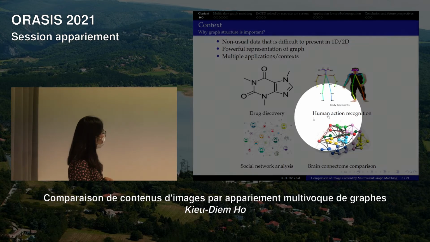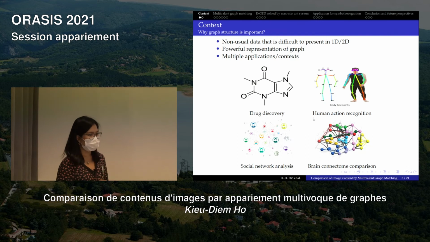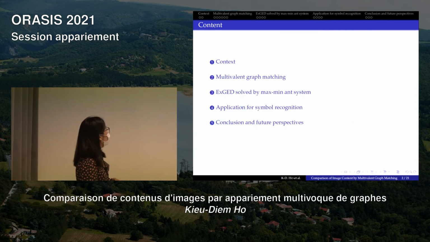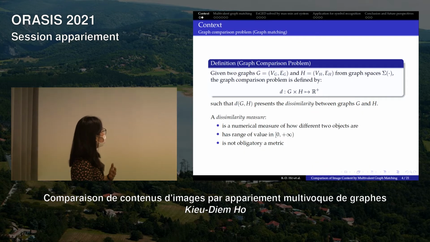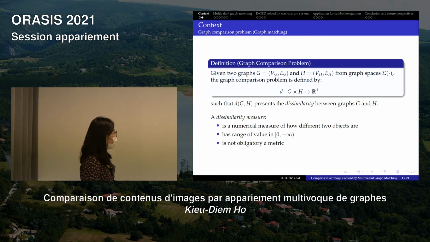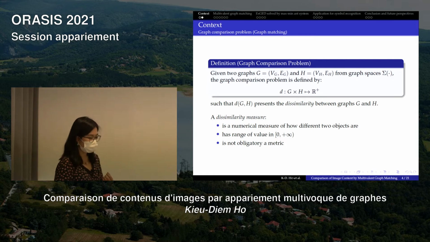Or in brain connectome comparison, where the brain regions can be considered like the nodes, and the connections between brain regions can be the edges. And when we have the graph structure, we can do the graph comparison problem or graph matching. It's the similarity measure between 2 graphs to say how different 2 objects are under the form of a graph, and it's a non-negative value, but the metric properties are not obligatory respected.